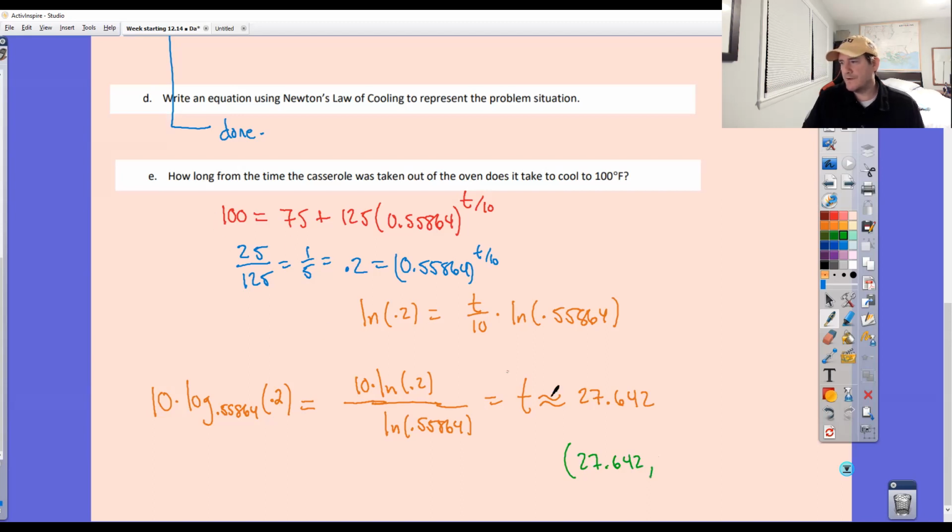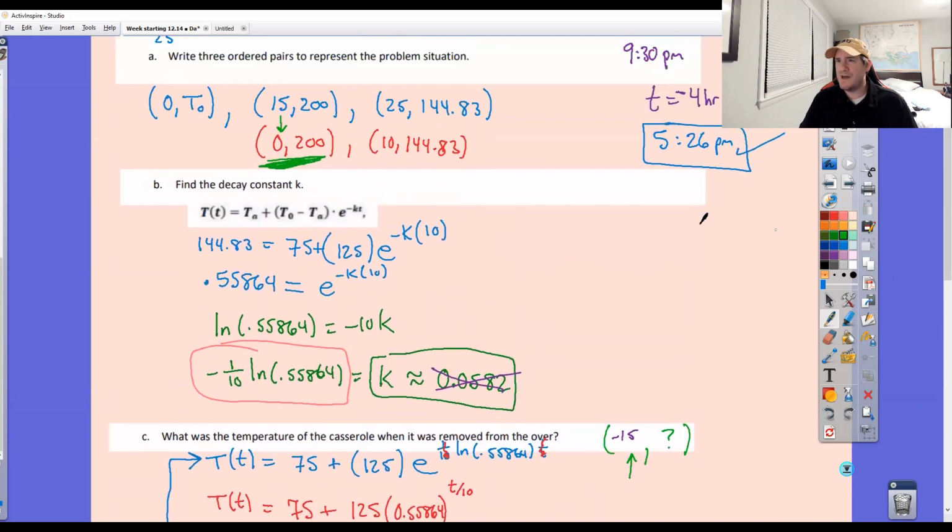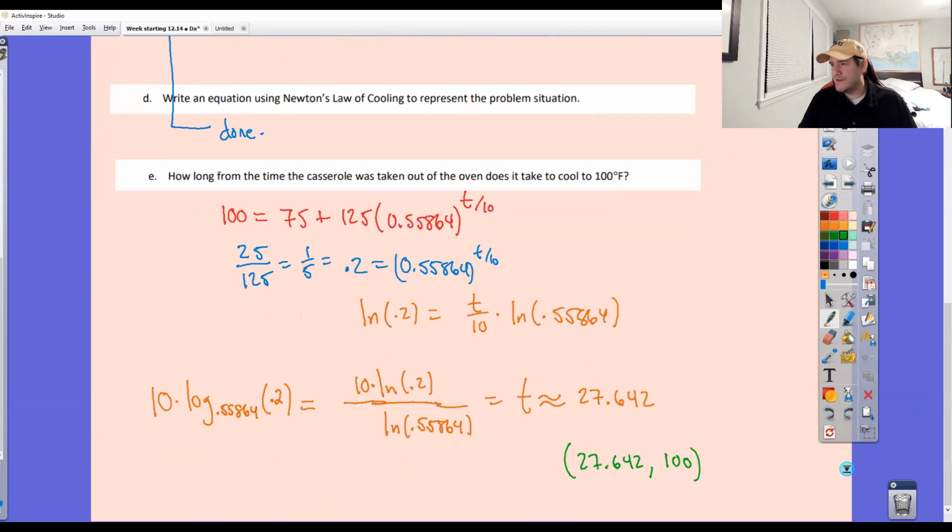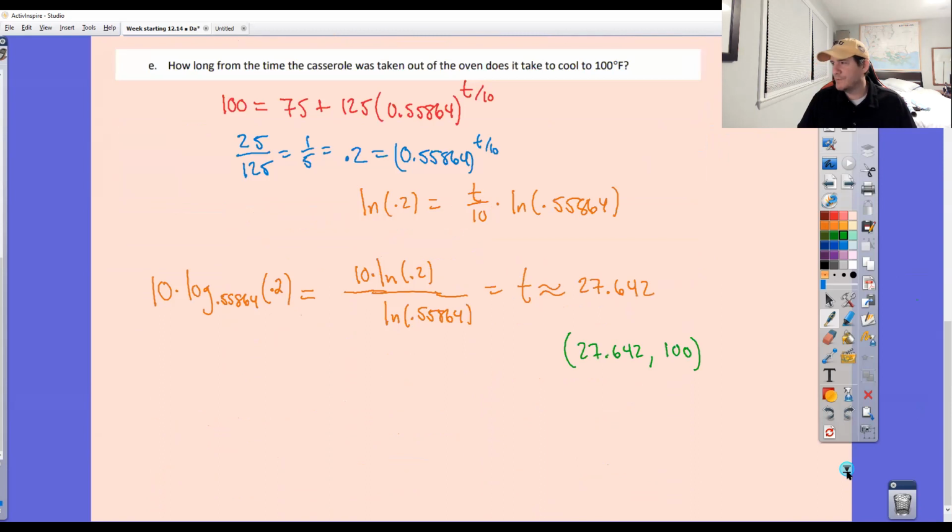All right, that means I have the ordered pair 27.642, comma, 100 degrees. But wait, this ordered pair represents that shift that we did before, remember? So anything that comes out of this equation needs to be shifted back to normal time, meaning you need to add 15 minutes back on. So if you gave me this as your answer, you would be super wrong. We need to take this and shift it ahead in time again by 15 minutes. So 15 added onto this is 43.642 minutes. And is that what we want? How long from the time the casserole was taken out of the oven? Yeah. So giving your answer just in minutes is fine.